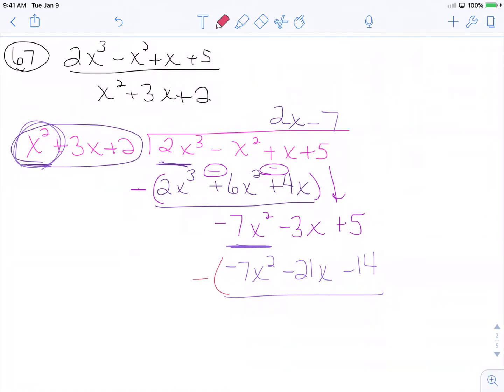So if we finish this problem off here, subtract, again, it becomes a plus and a plus. You end up getting 18x plus 19, which if I were working through this problem as a student 25 years ago, I probably would have been a little concerned because that's a weird remainder. 18x and 19, they're just kind of crazy numbers. Usually you have 2x plus 3 and that makes you feel better.